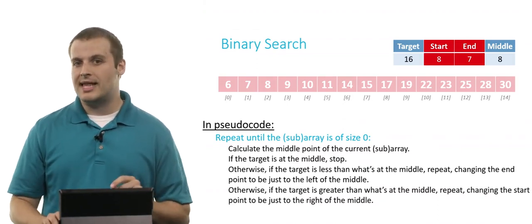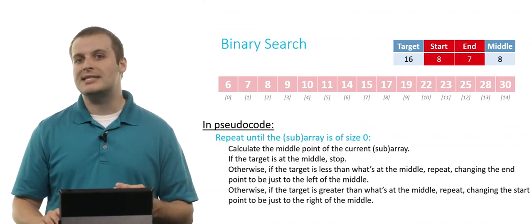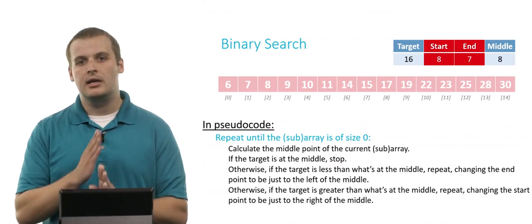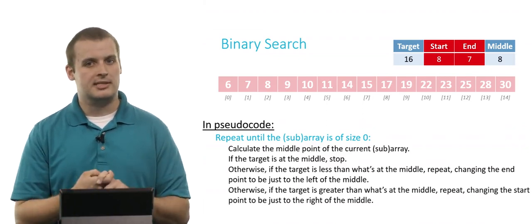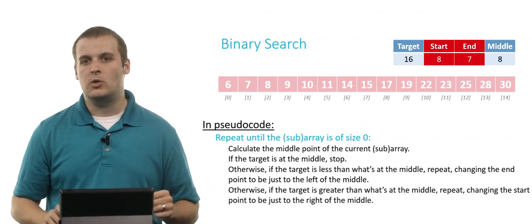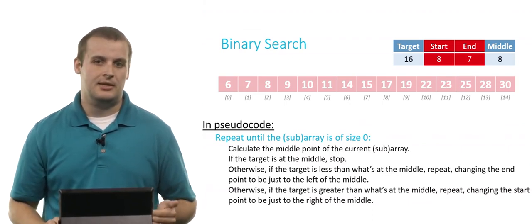Now notice that this is slightly different than the start point and end point being the same. If we had been looking for 17, it would have been in the array, and in the last iteration before those points crossed, we would have found 17 there. It's only when they cross that we can guarantee that the element does not exist in the array.